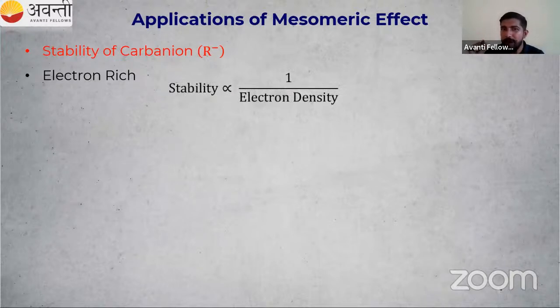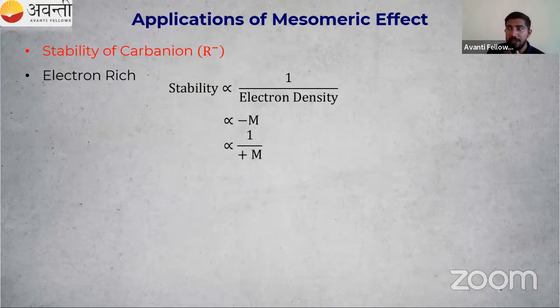Stability is proportional to 1 by electron density. So we have to decrease the electron density, the negative charge. Then only stability will increase. So stability is proportional to minus m. Why minus m? Minus m means it will take the electron from the carbon chain, so the negative charge will decrease. If it is directly proportional to minus m, what about plus m? Stability and plus m are inversely proportional. Why? Plus m is again giving electrons to the carbon chain, so the negative charge and the tension will increase. It will reduce the stability.